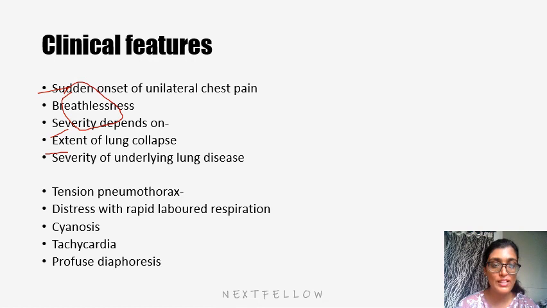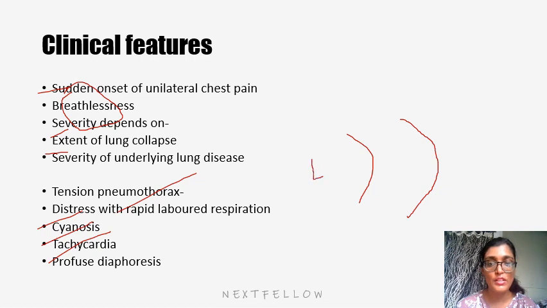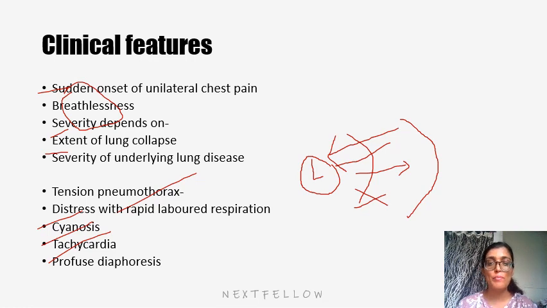Now coming to tension pneumothorax, the patient will have labored breathing, cyanosis, tachycardia, and diffuse diaphoresis. Now imagine that this is the pleural cavity, okay, and this is the lung. So in case of tension pneumothorax, air will only go into the pleural cavity, but it cannot go back out. So it will compress the lung. The pressure will be on the lung, in this direction. Now the lung will compress. Now what is the normal pleural pressure? Pleural pressure is usually always negative.